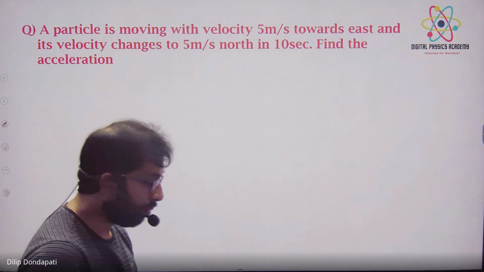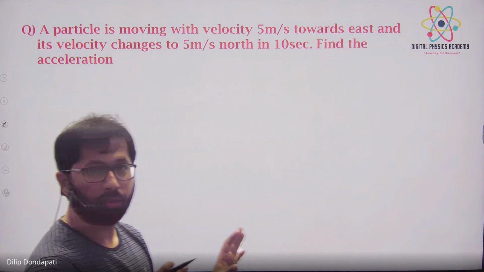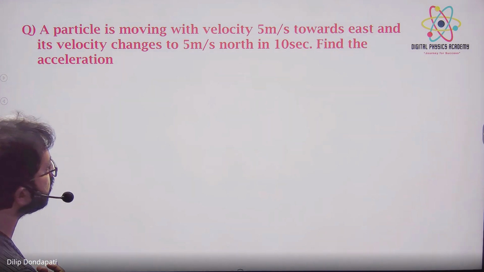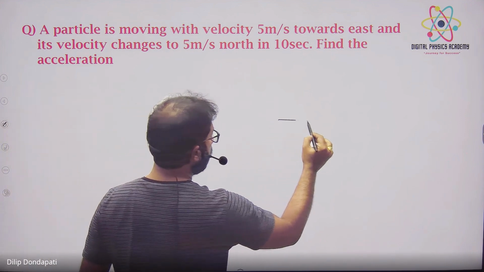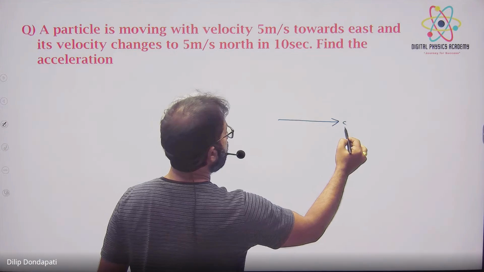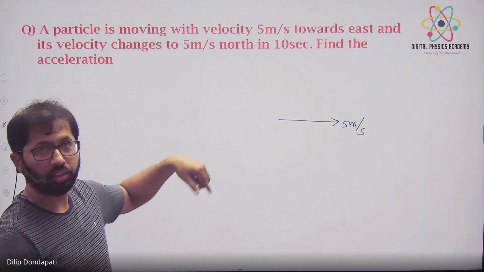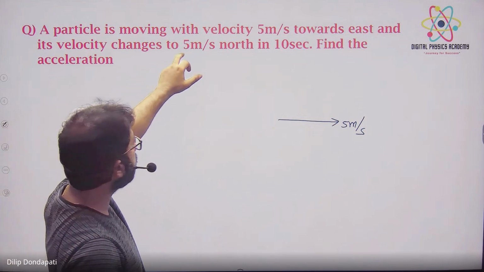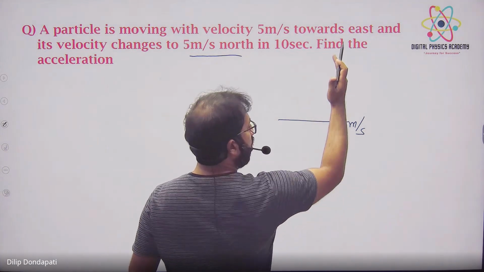Now look, they will not directly ask you to subtract vectors. They will give this type of question. Understand? A particle is moving with a velocity 5 meters per second towards east. East direction is this one, right? Remember north, south, east, west. And the velocity changes to 5 meters per second north, meaning it is going upwards in the north direction.